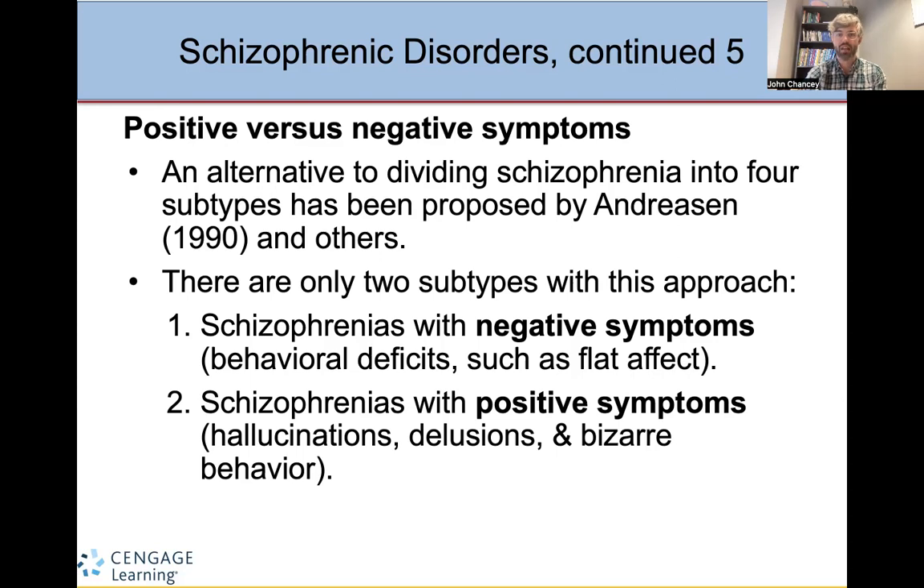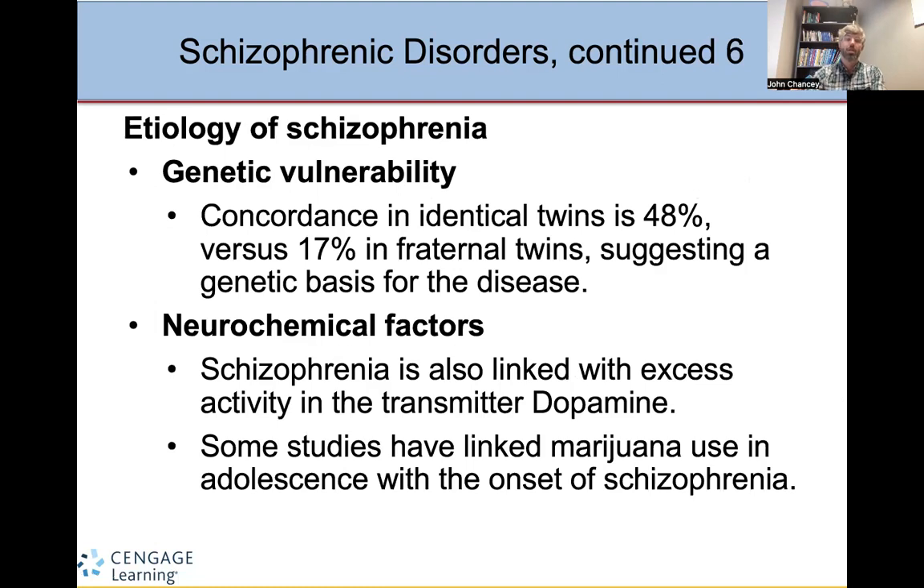That's what I mean. Positive means they're doing something extra in addition to what somebody without schizophrenia does. Negative means they're lacking something, like the ability to produce emotions.